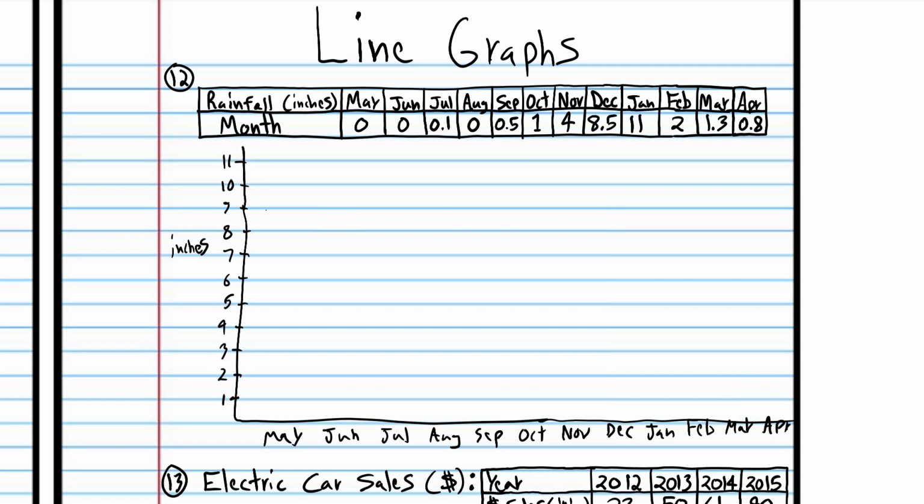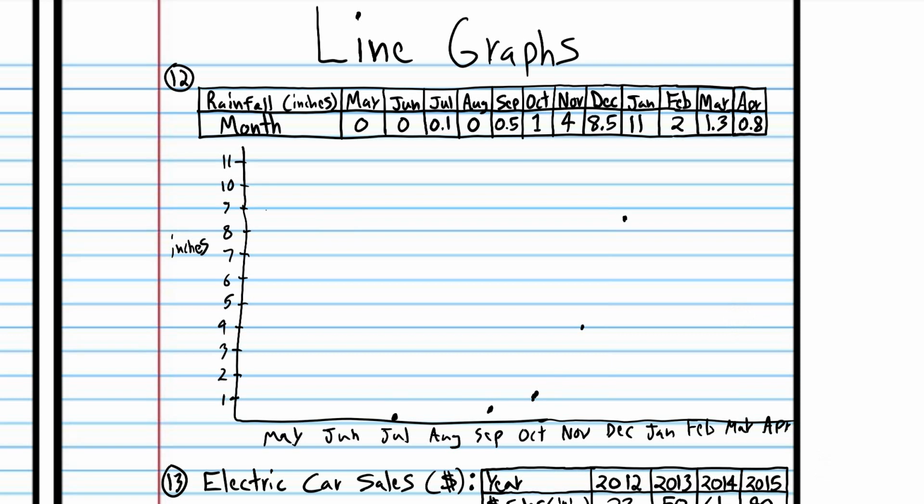So May, there's nothing. June, there's nothing. July, there's 0.1. So what we're going to do is write dots. Got a big old dot there. August is 0. September is 0.5. So we put a big old dot there. October is 1 inch. November is 4. So we're just putting dots. It's kind of like the dot plot that we did. Similar to that.